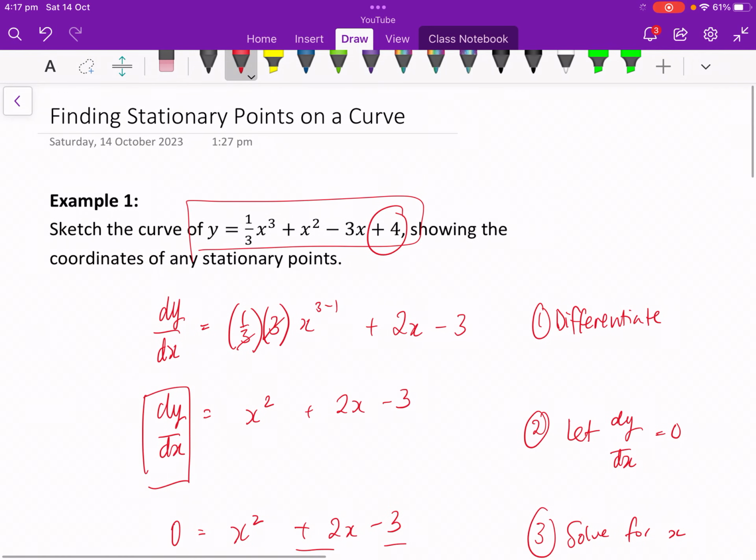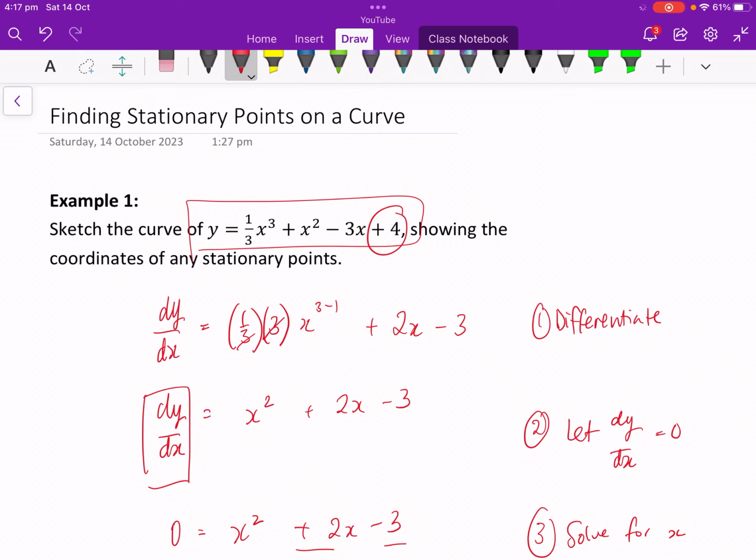Now, let's actually go back to the question though. Do you see how it says sketch the curve? So we found the stationary points and we know now we've got to sketch it with those points, but we also want to make sure our curve is pretty accurate. Now, we don't know what the graph's going to look like.